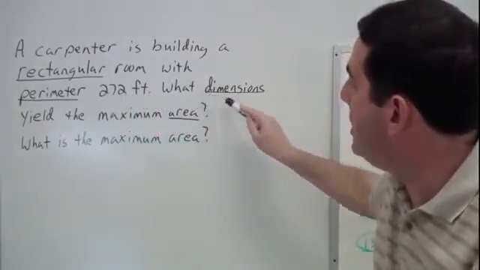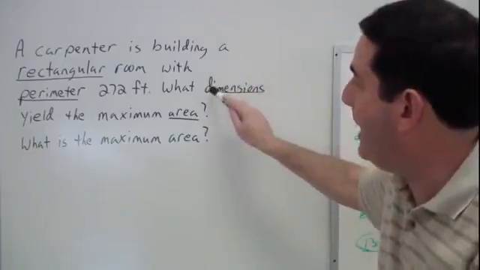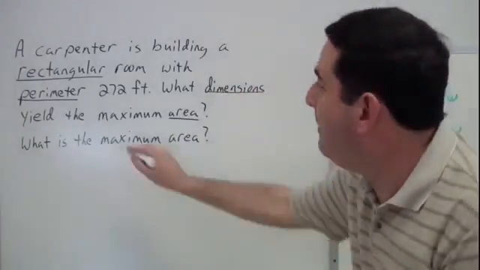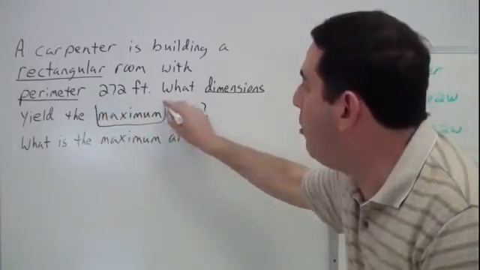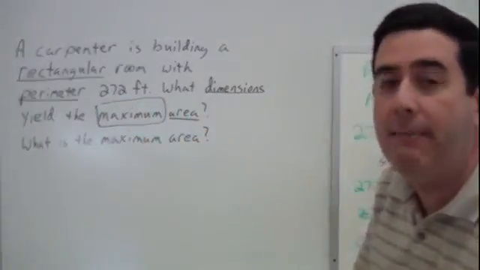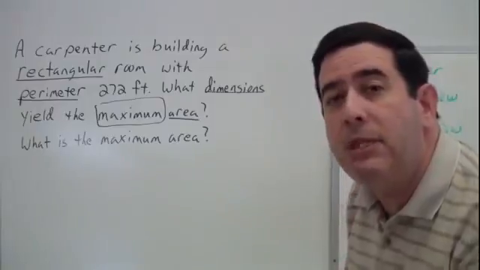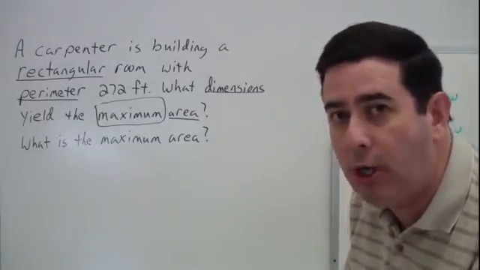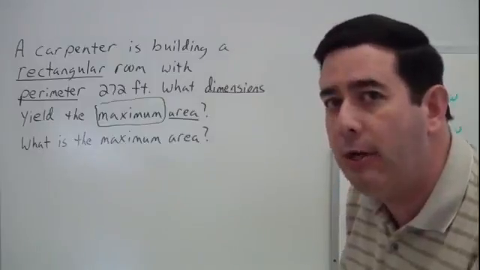We want to know the dimensions at the end. Area is going to be involved. And then last but not least, that word maximum shows up again. Remember, that word maximum tells us that we need a quadratic equation to be working with. We need something with a degree of 2.